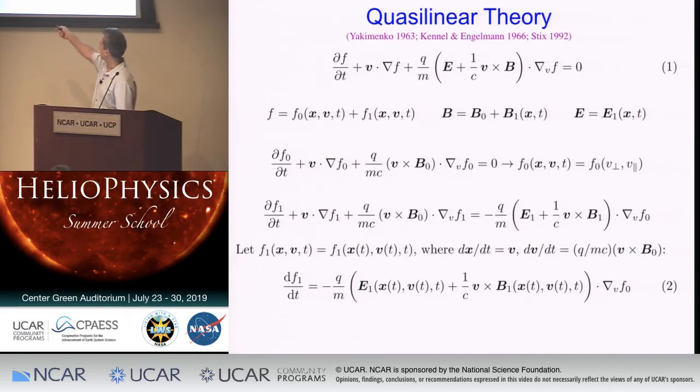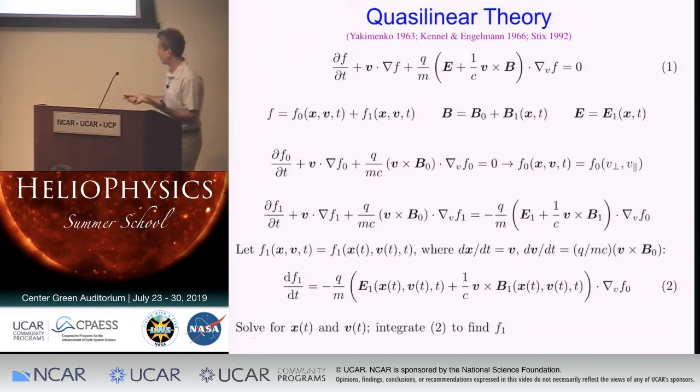But x of t is now a known function in principle because it's the solution to this differential equation, where v is the solution to this differential equation. But the right-hand side has become a function of t only. This is now actually a first order differential equation in one variable. It's dF/dt equals a known function of time. We can solve that differential equation. First, we solve for x of t and v of t. Then we integrate equation 2 at the bottom to find F1.